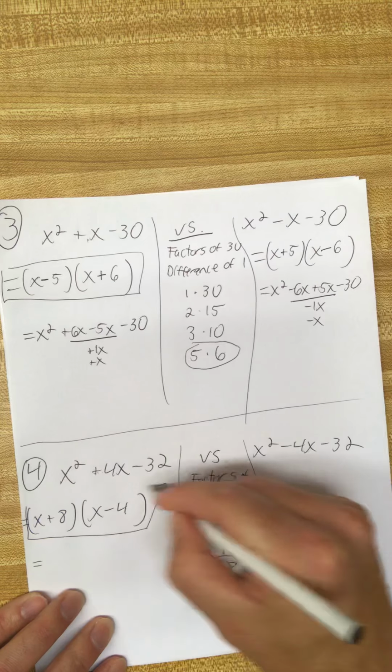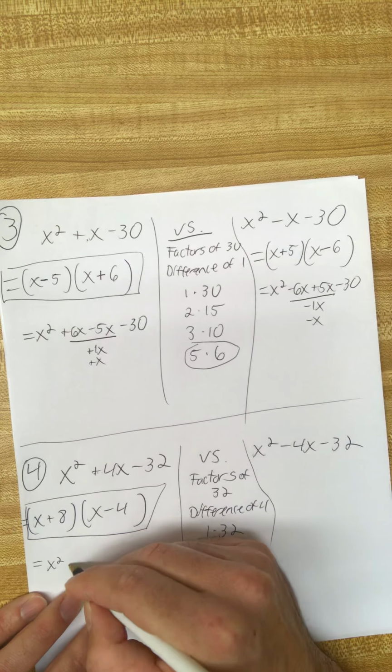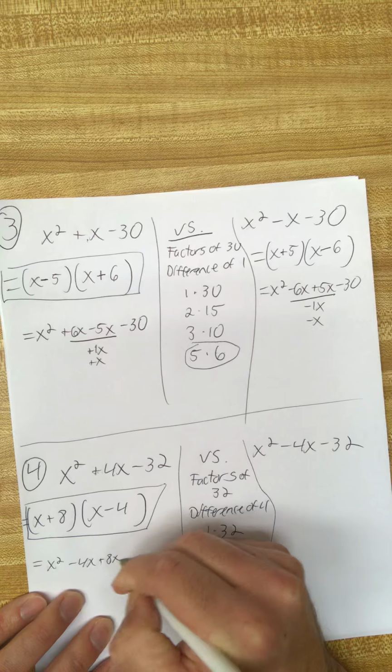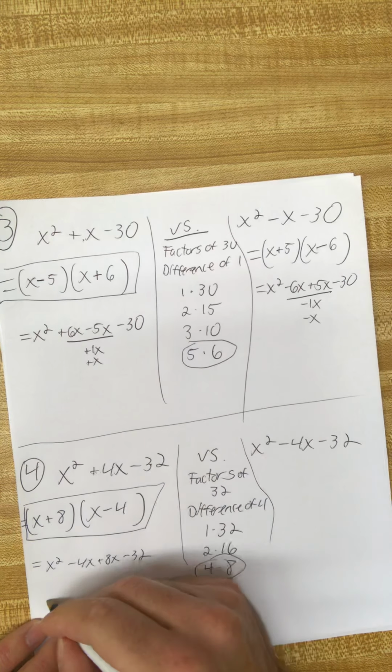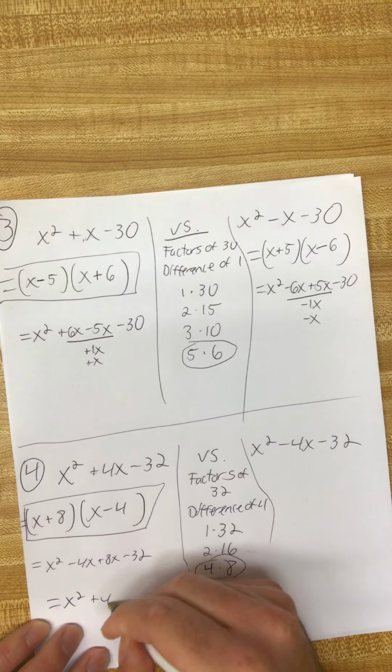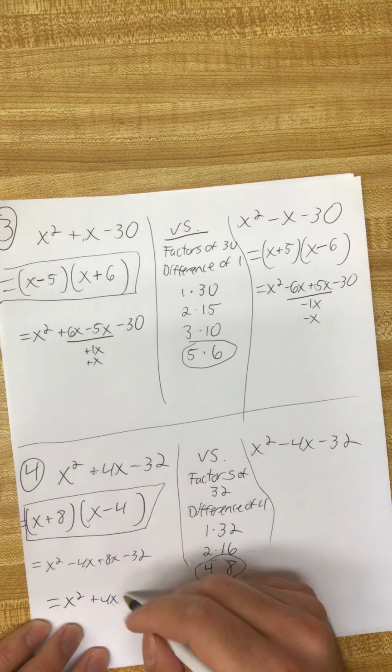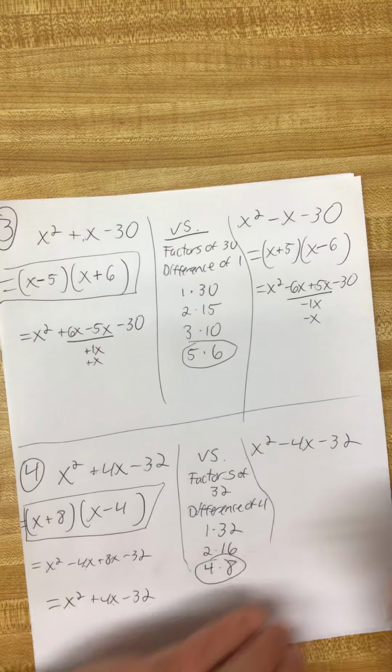Again, there's my solution. You get x squared minus 4x plus 8x minus 32. Again, it's positive 8 times negative 4 to give me that negative 32. So x squared plus 4x, since negative 4 plus 8 is positive 4, minus 32.